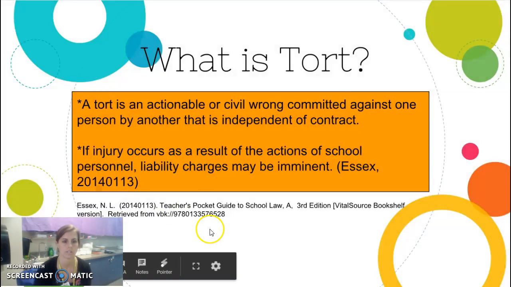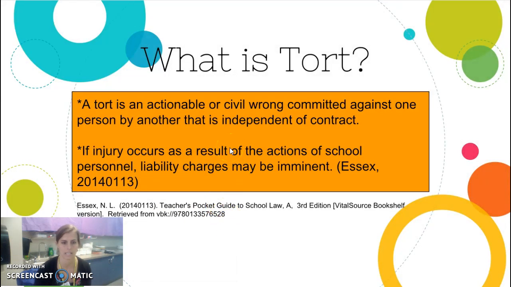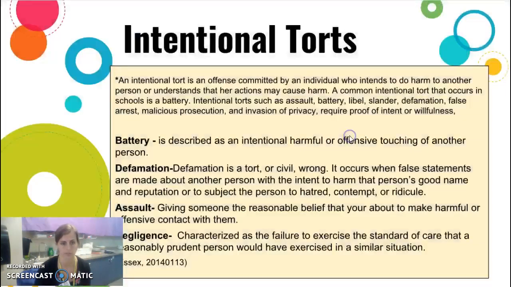What is tort? Tort is an actionable or civil wrong committed against one person by another that is independent of contract. If injury occurs as a result of the actions of school personnel, liability charges could occur. So it's when you're committing a wrong against another person. There are intentional torts and unintentional torts.